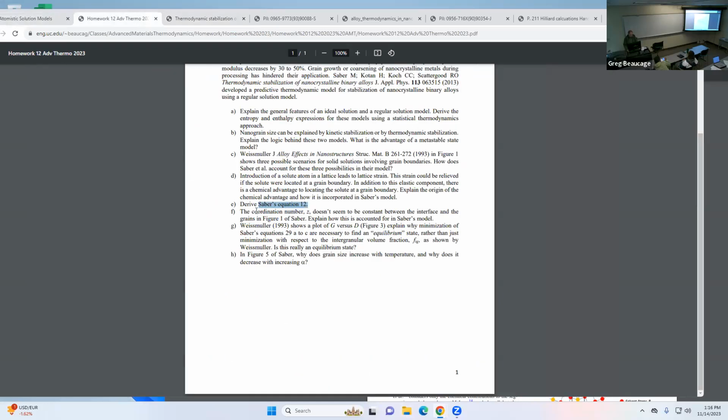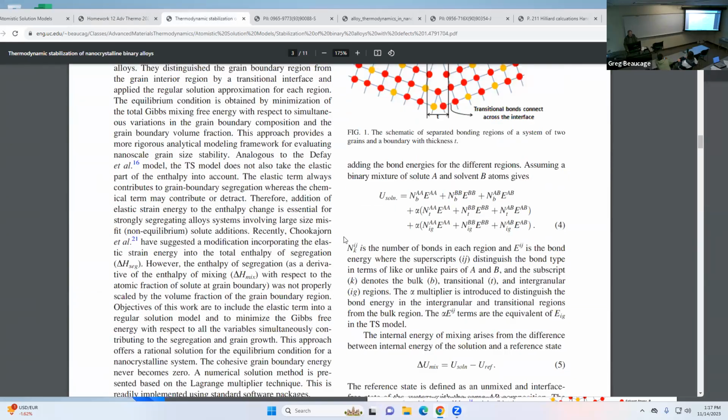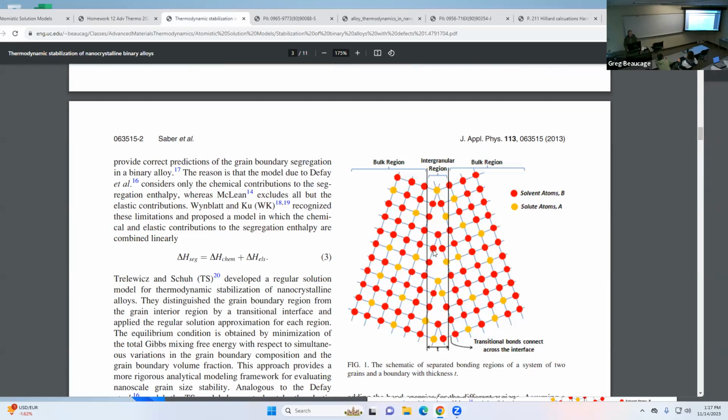So that's E. So E might not be answerable. So the answer might be, it can't be derived, or it's not the right equation. It does have the right behavior, like it does go to 1 and 0 at the limits, but then the coordination number Z doesn't seem to be constant between the interface and the grains. That's from the picture of this thing. You can see that red one only has 3 bonds, that red one has 4 bonds. So the Z, the coordination number, that guy's 3, that one's 4, in 2D, right?